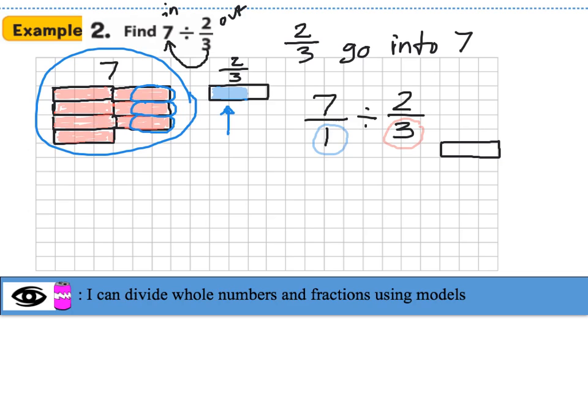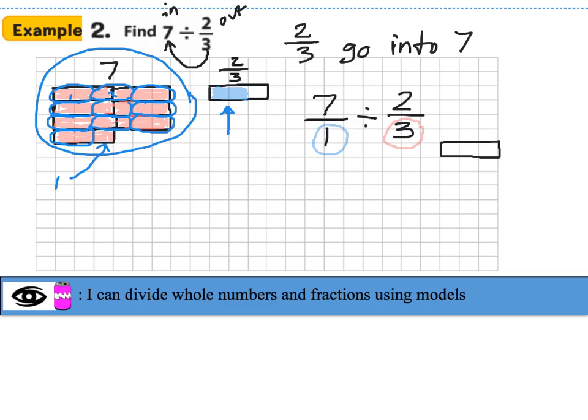And then if I look at the rest of my model, here's 2 more. Here's another 2. And here's another 2. Here's another 2 squares, another 2 squares, and another 2 squares that can go inside of it. And if I look at it, another 2 squares can go inside of my dividend. And I have 1 right here that is left over. 1 left over. So let's go ahead and count how many groups I was able to make.